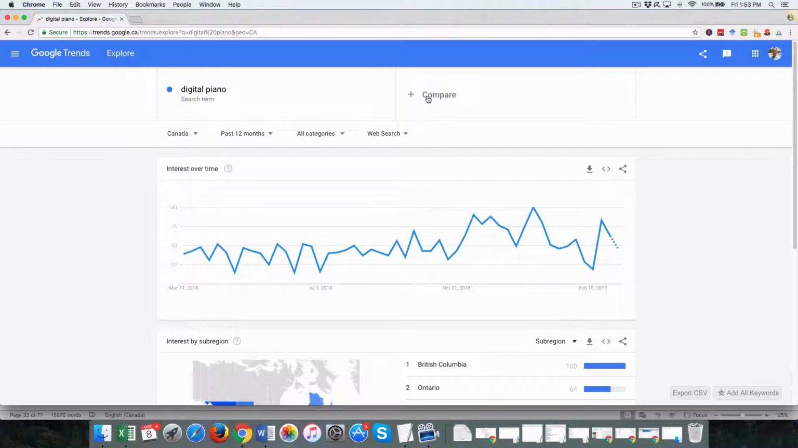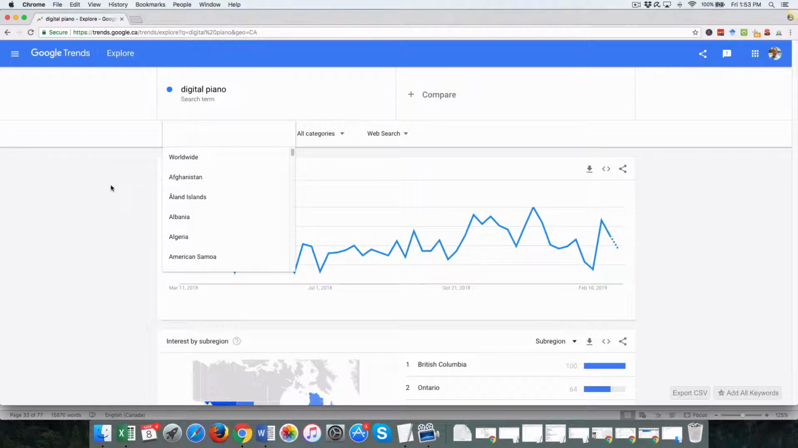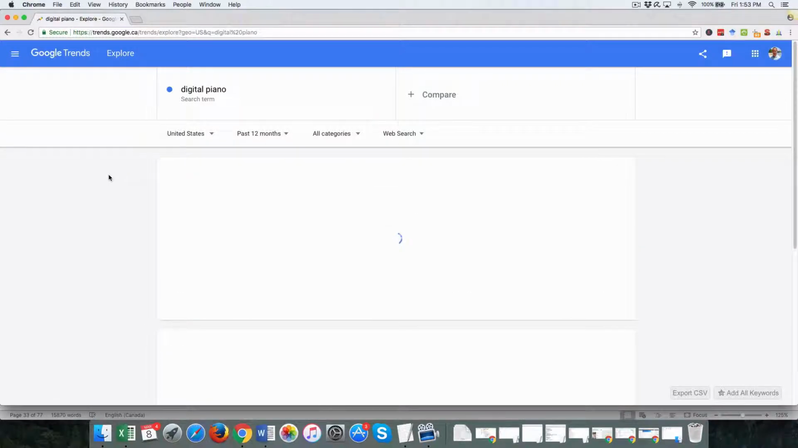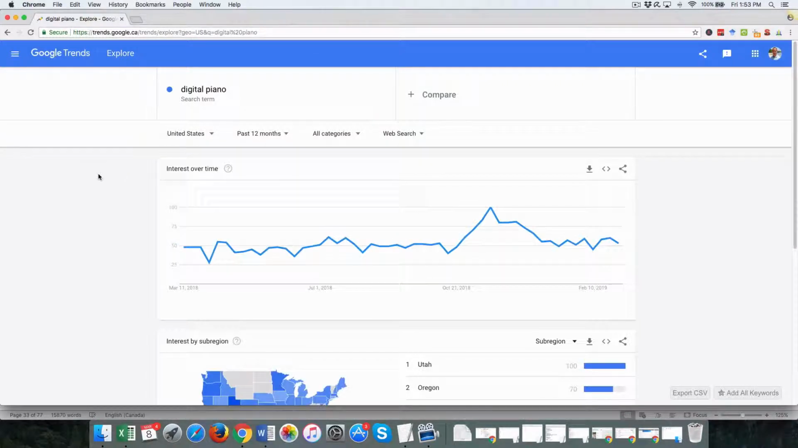I find that if you compare terms that have radically different search volume, it kind of screws up the graph a little bit because you'll have one trend line way up here and then one down there, so it's kind of hard to compare. I typically do one term at a time. So a few things to look at down here. First of all, change this. I want this to be United States because that's the biggest market and that's where I'm concerned with my customers coming from, basically. Google Trends defaults to the past 12 months.